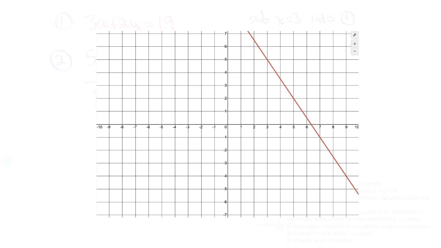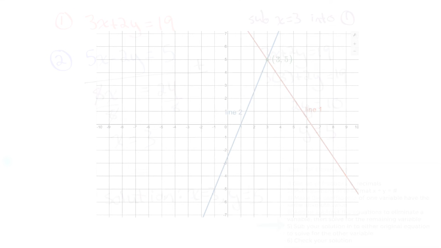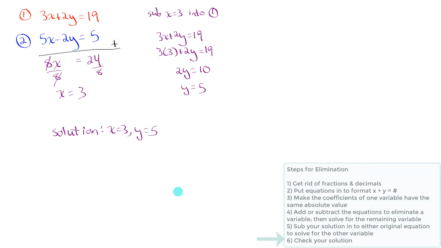And graphically speaking, if we were to graph those 2 linear equations, they would intersect at the point 3, 5. Now, we should always check our solution when solving a linear system. We need to make sure that these are the correct answers for x and y. They would be the correct answers if they satisfy both equations. So I'm going to do a left side, right side check in both equations.